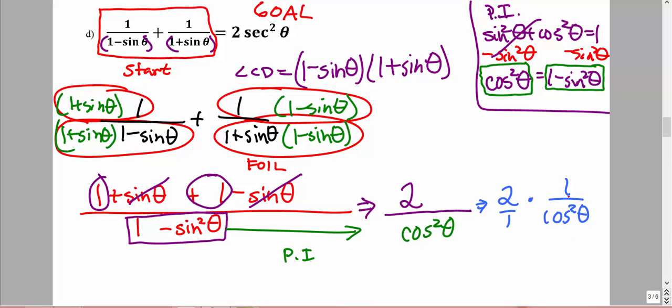And now I have 1 over cosine squared theta, which is equivalent to secant squared theta, using that reciprocal identity. And this is my goal. So this was the right-hand side of my identity that I was trying to get to.